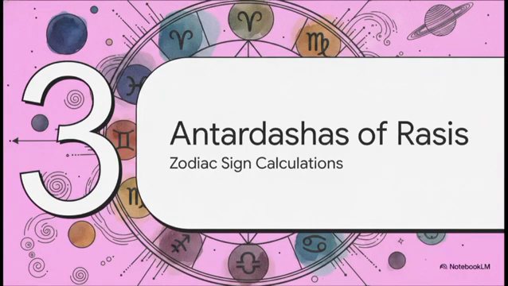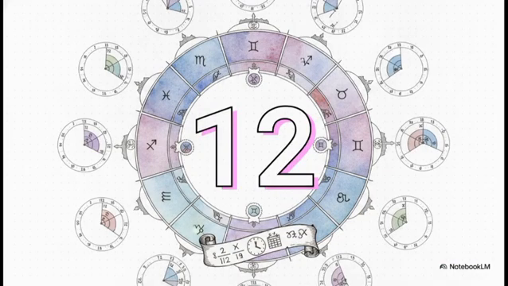Which brings us to Section 3, Antardashas of the Rashis. Jumping right into verse 5, the mathematical focus dramatically shifts away from the planets and directly onto the signs themselves. And the absolute critical point here is the number 12.